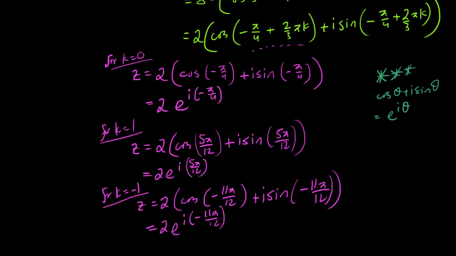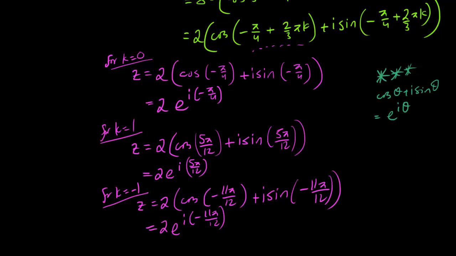Now one more thing about the form of the answer. They might have just asked us to leave the answer as it is. For example, 2 cos minus pi by 4 plus i sine minus pi by 4. Or they could have asked us to write down the answer in the format of x plus iy. In that case, you take your calculator and find the value of cos minus pi by 4 and sine minus pi by 4 and put the value.